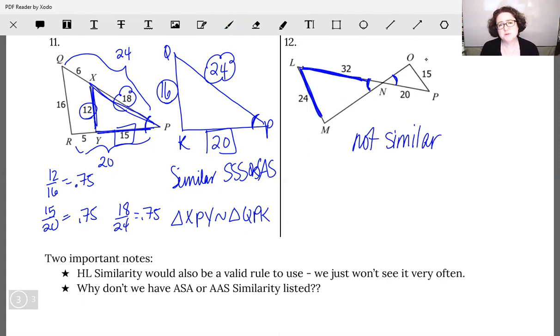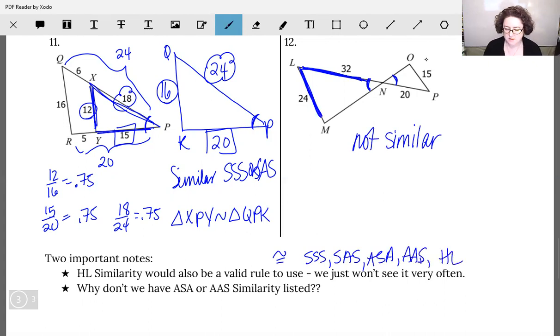So there's two important notes to make on here. So when we did congruent triangles, we had a longer list. So we actually had, just to run through our list for congruence, SSS, SAS, ASA, AAS, and HL. And let's see, for similarity, we have SSS and we have SAS, but we didn't state ASA or AAS. Why do you think that is?